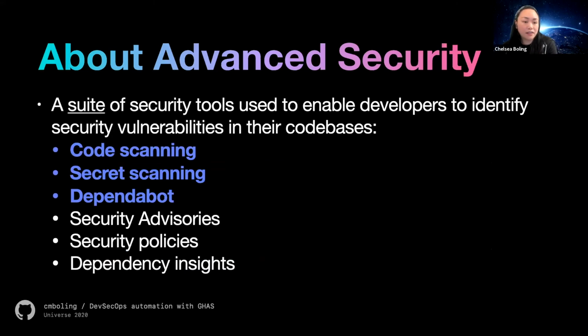Let's talk about advanced security, our product here at GitHub. Advanced security is a suite of security tools used to enable developers to identify security vulnerabilities in their code bases. As you can see, that includes code scanning, secret scanning, Dependabot, security advisories, security policies, and dependency insights. And let's pretend that we have dependency reviews squeezed into this list as well.